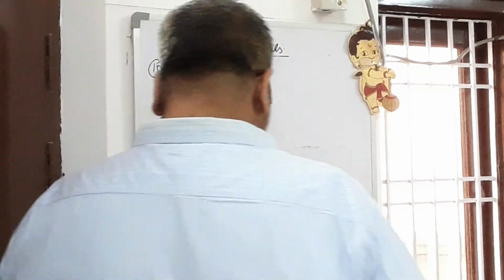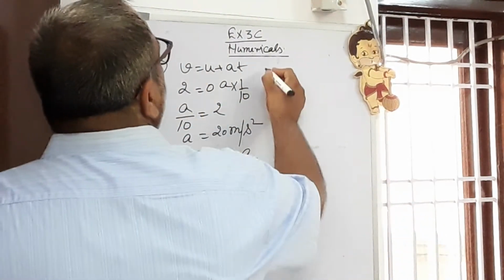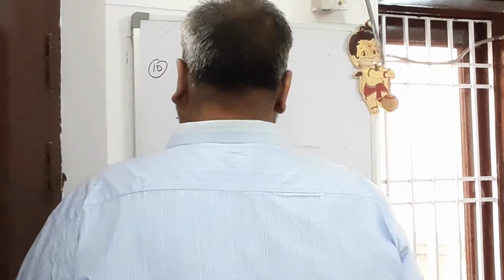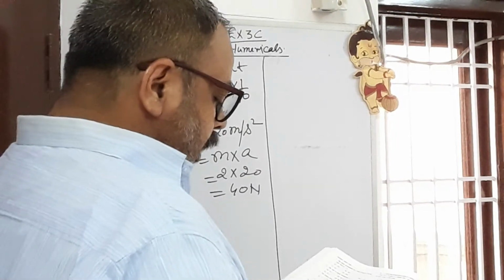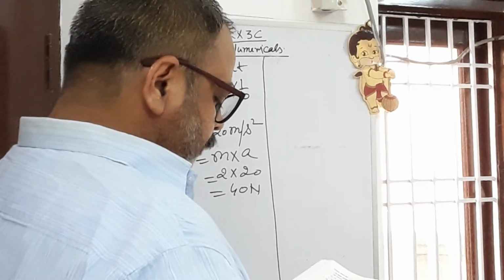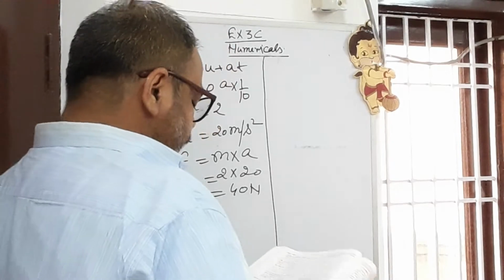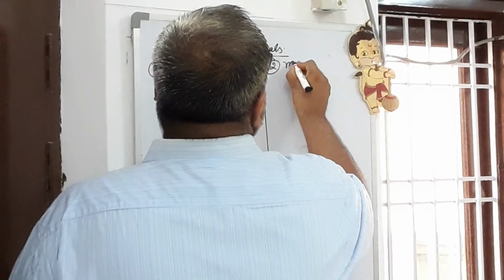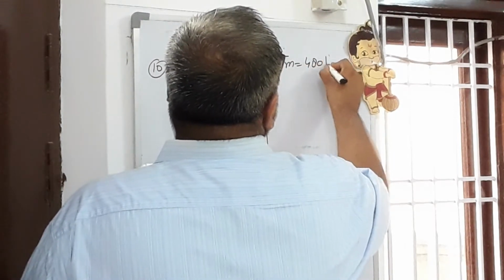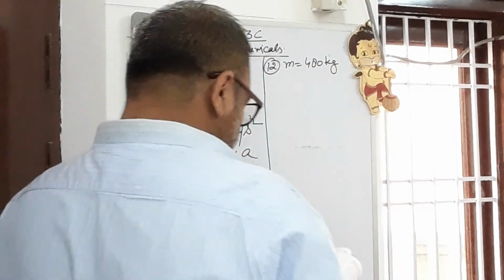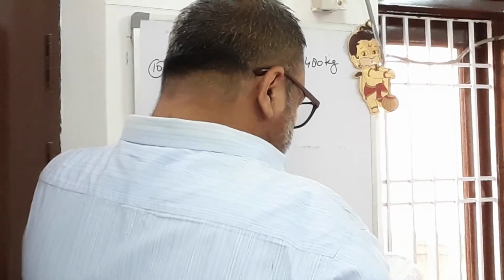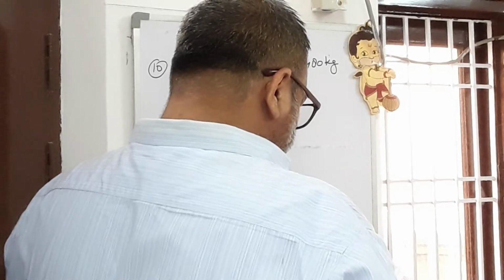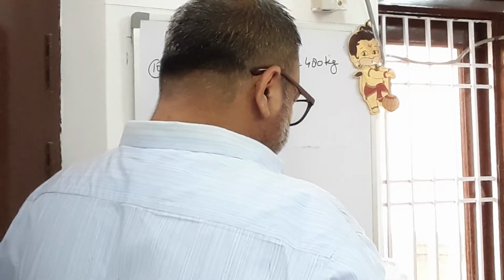So question number 12. See carefully, 12. A car of mass 480 kg. A car of mass 480 kg was moving at a speed of 54 km per hour.